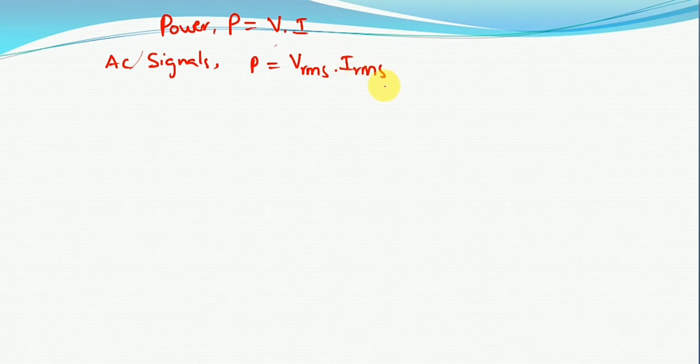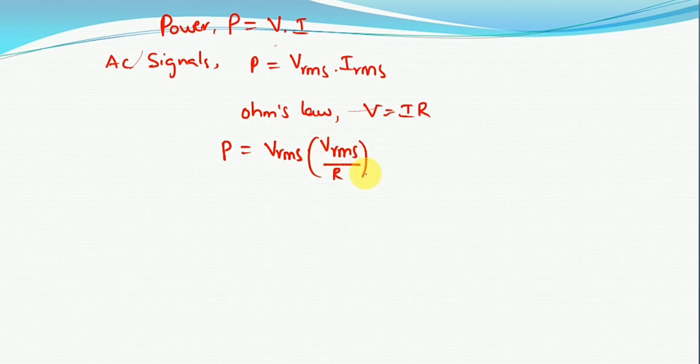Okay. So from Ohm's law, the relation between voltage and current is V is equal to I into R, where R is the resistance and I is the current flowing through the wire. If you use this relation, then I can represent the power in terms of resistance as P is equal to VRMS into IRMS, and by using Ohm's law IRMS is VRMS by R. So finally the power value in terms of resistor is VRMS square by R.